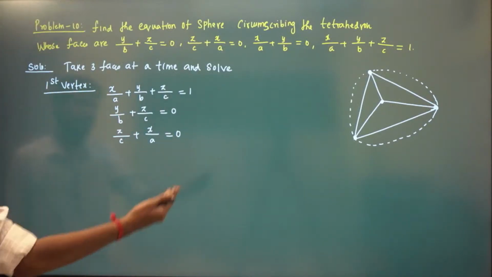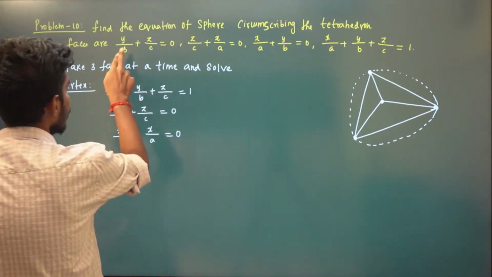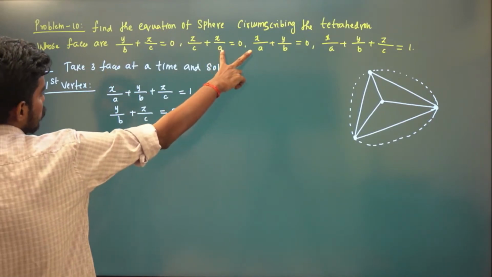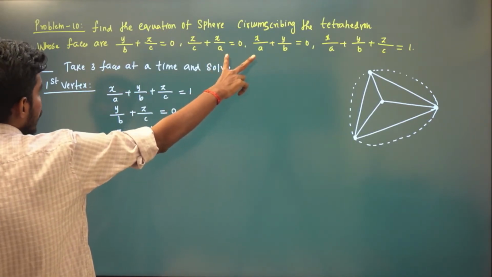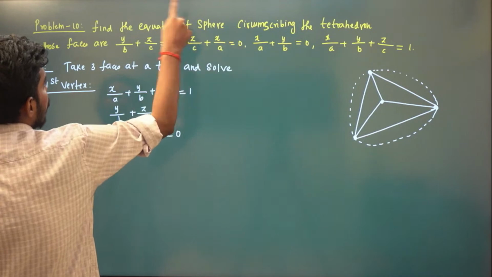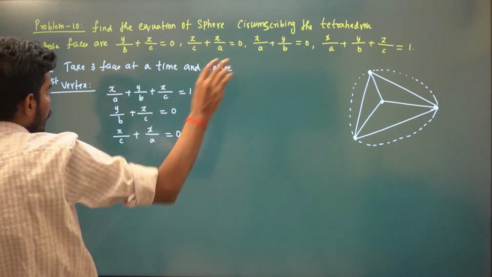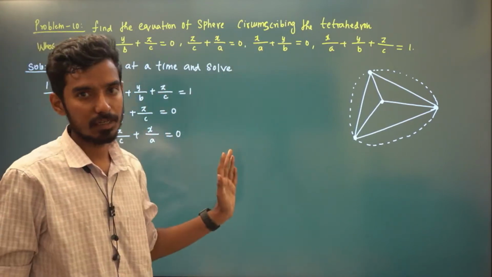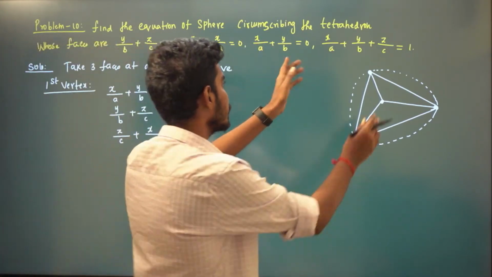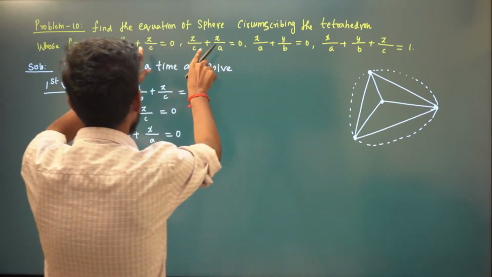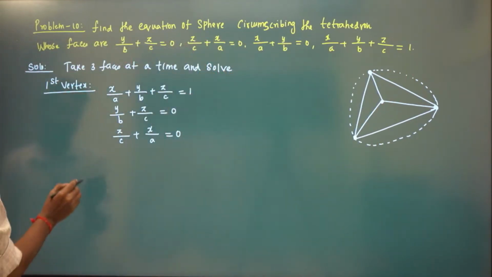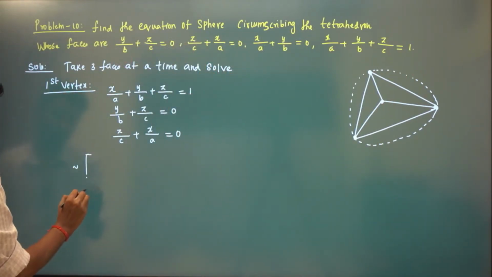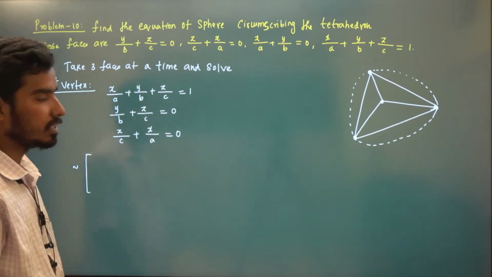This is a non-homogeneous system of linear equations, right? Similarly, to find the second vertex, instead of taking the first two, I'm going to take these two. And for the third vertex, I'm going to take this and the last. So this is the first vertex. You can take any three faces and solve. For finding the first vertex, I'm taking this face and these two. Now solve this using the Gaussian method.